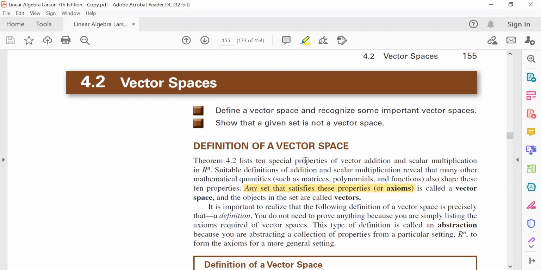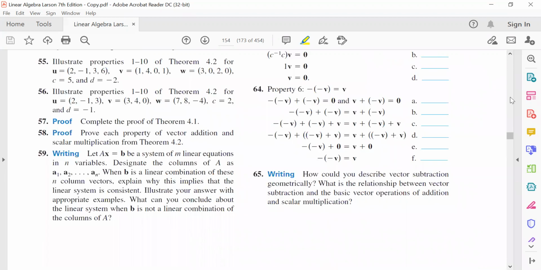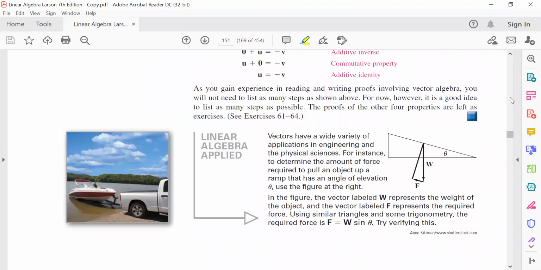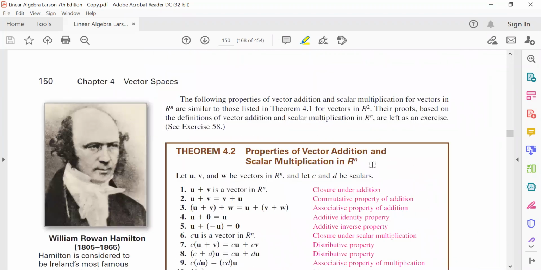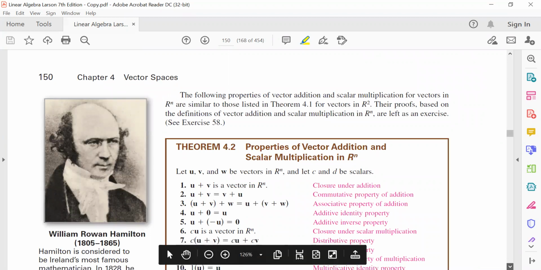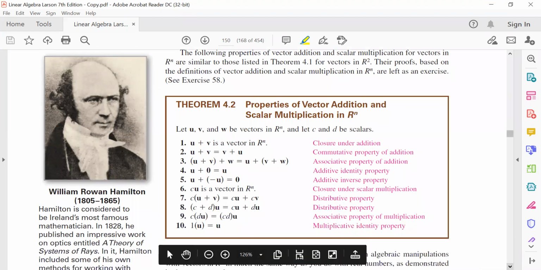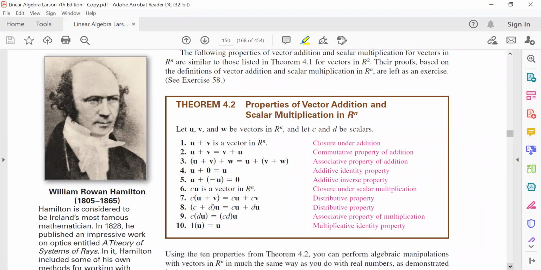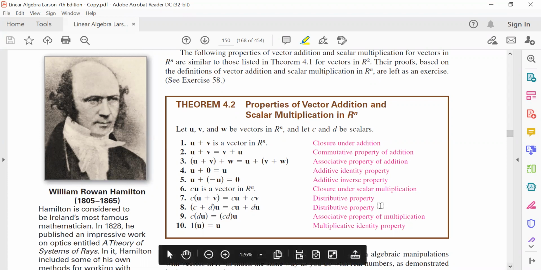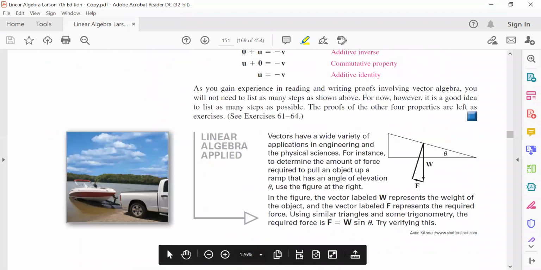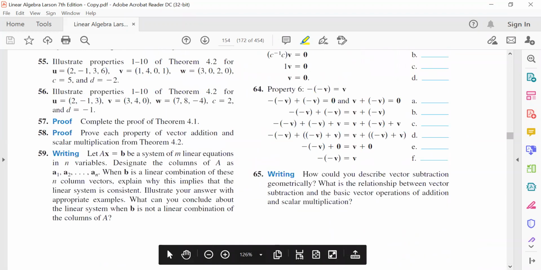Now, if you remember, way back in 4.1, we listed these 10 properties. See, here they are. We had these 10 properties that you find in Rn, and we showed that these properties work in Rn. Well, we're now going to define something called a vector space. What we're going to say is that any set for which these 10 properties work is going to be called a vector space. That's really the starting point for 4.2.